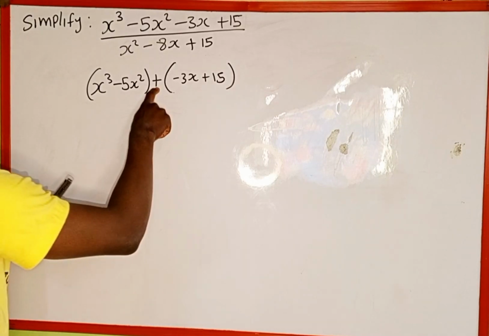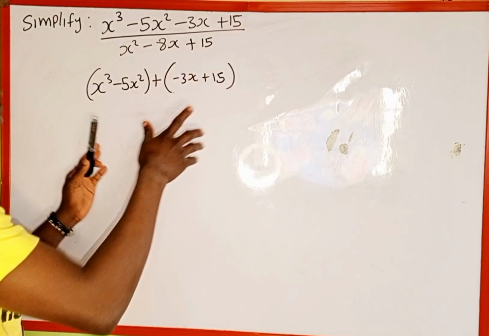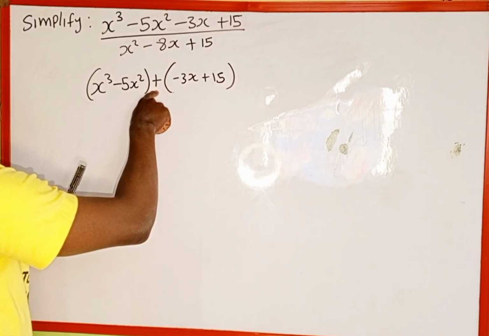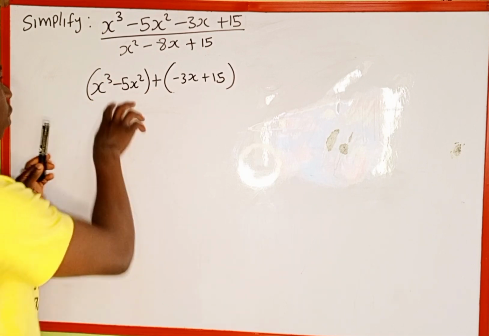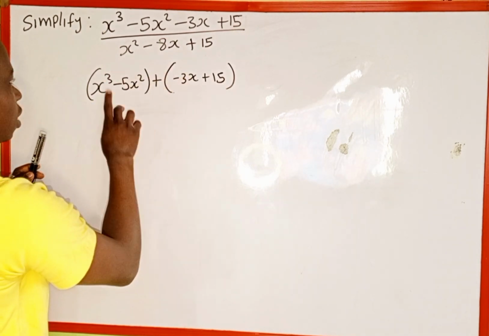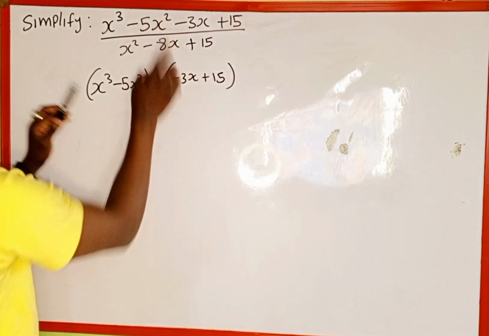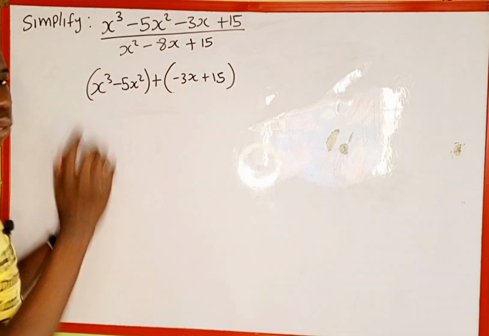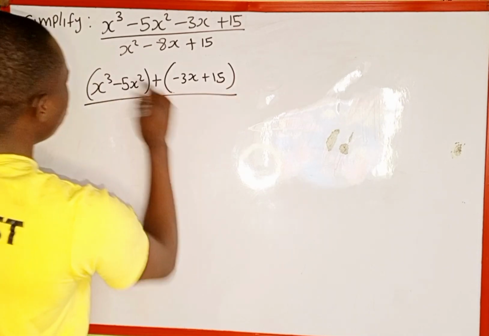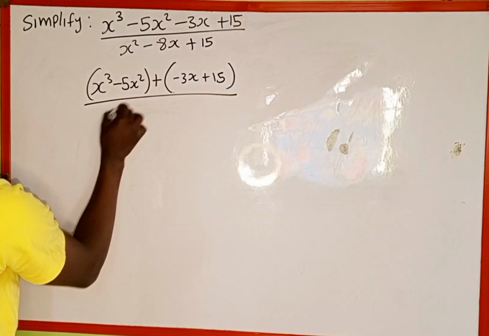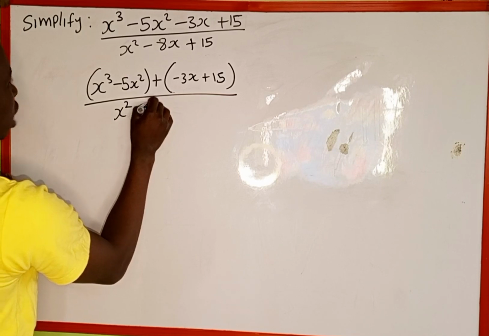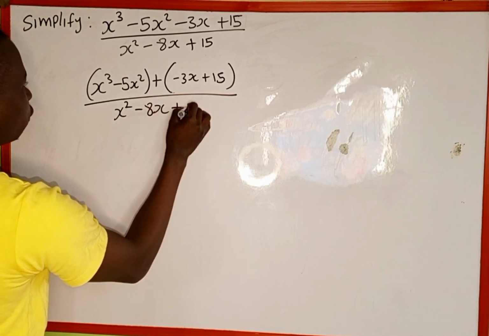So we use this positive here to separate this bracket, because if you remove this positive, that means you have changed the equation. That means these two brackets are multiplied by each other. But with this positive, if you simply remove the bracket, it will still give us the same expression back. Then everything all over, we first work on the numerator before we come to the denominator, x^2 - 8x + 15.